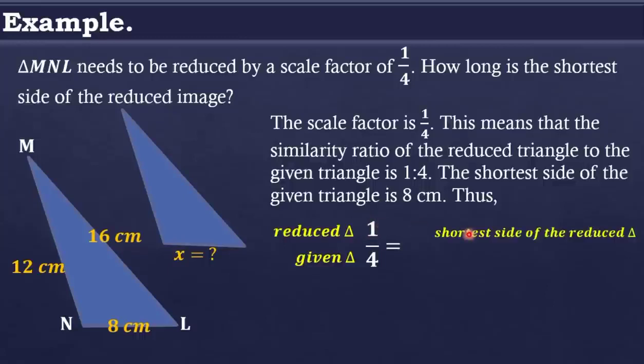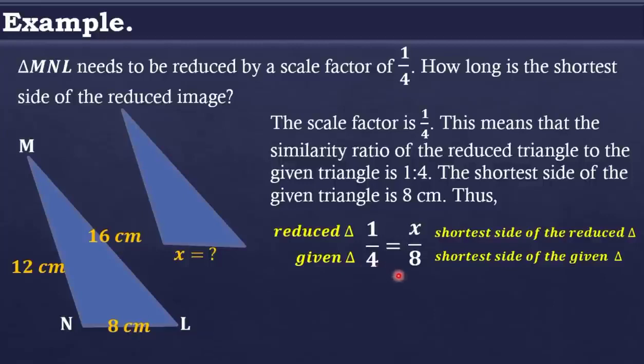So, we need to have the measure of the shortest side of the reduced triangle, and that is x. So, hindi yun ang hahanapin natin, hindi pa natin alam. But, the shortest side of the given triangle is given. So, that is 8. Okay? So, the shortest side of the reduced triangle, yun po ang hinahanap. So, we need to have the shortest side of the given triangle.